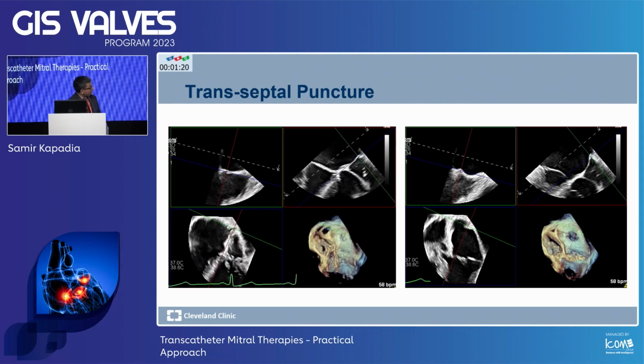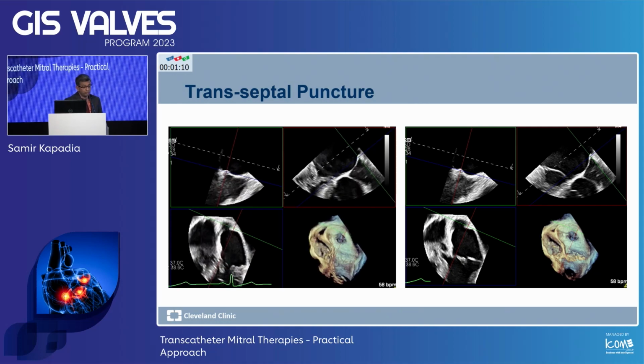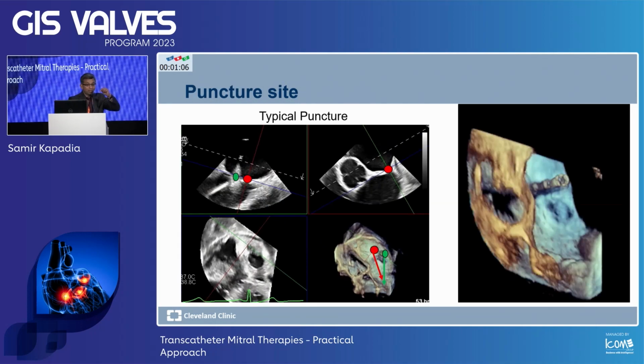This is the fossa. So if you puncture here, it will be a very anterior puncture, but here it will look good. You have to puncture there, posteriorly, right below the mitral valve. This is super important because if you don't puncture right, you cannot align the clip accurately.